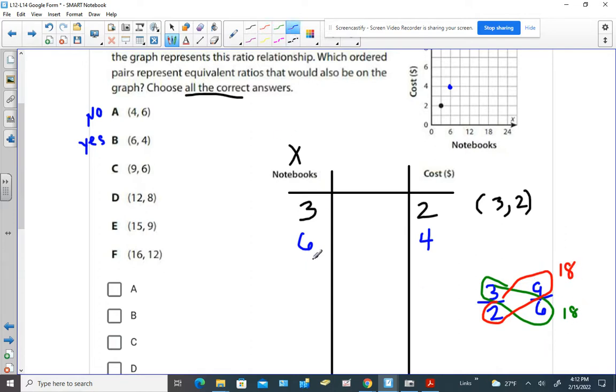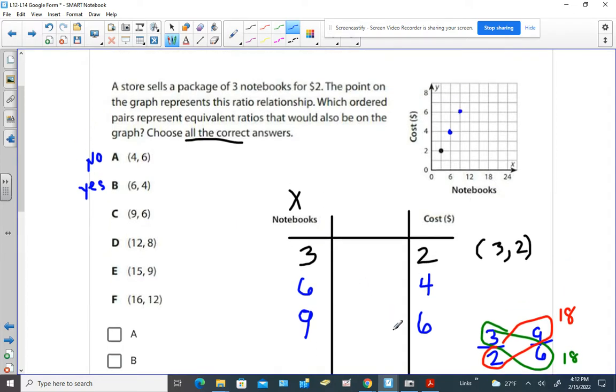Let's put it in the table. It's a 9, 6. And if we plot that, if we go over 9 and up 6, that's going to be plotted right here. Now, some of you, when you put it in the table, are going to see a pattern. Aren't these multiples of 3? 3 times 1, 3 times 2, 3 times 3. Aren't these multiples of 2? 2 times 1, 2 times 2, 2 times 3. So you could keep going with the table and see which of the remaining ordered pairs fall on the table.